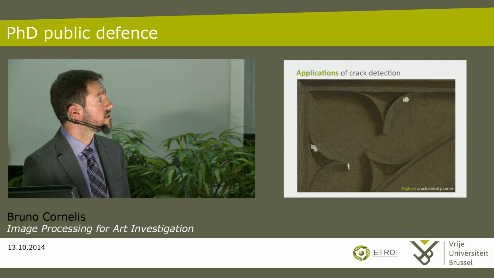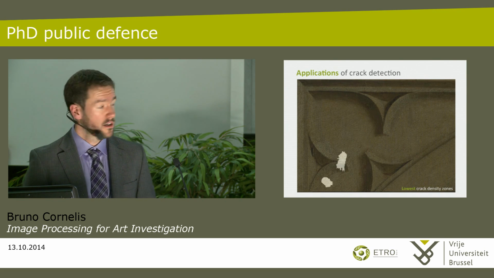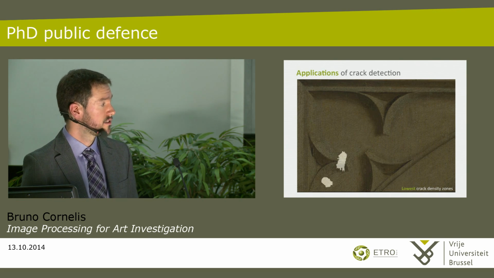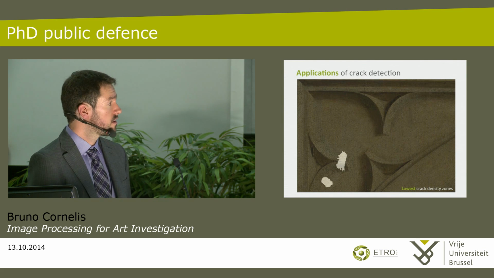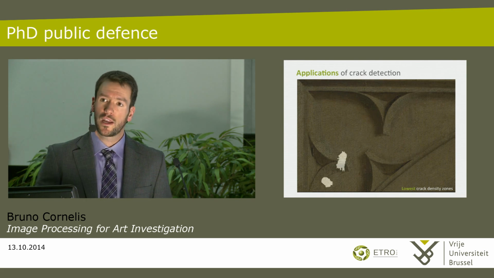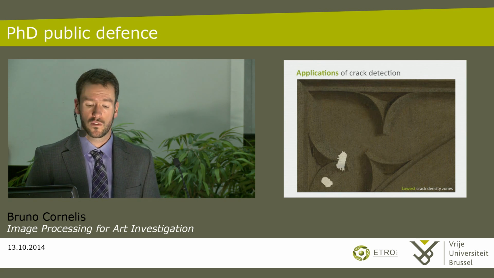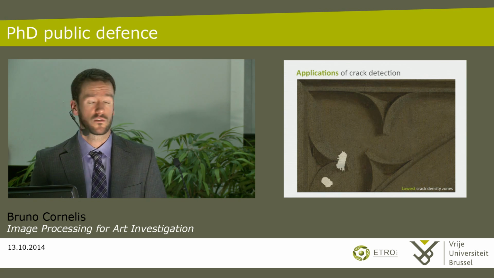For example, these are the zones of highest crack density in that part of the painting. And here are the areas of low crack density zones. And these correspond to, so you cannot see them on the painting themselves, over-painted damage in the Ghent altarpiece. So we plan to use them during the restoration of the altarpiece.